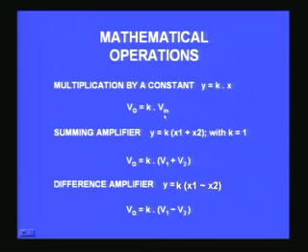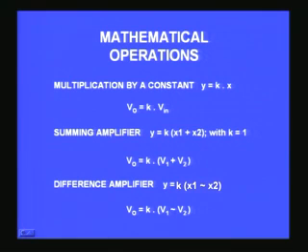Any ordinary voltage amplifier, the output voltage is some constant factor of the input voltage. So the multiplication constant is a very trivial example of the mathematical operation that amplifiers can perform, because almost all amplifiers perform this work. Output is some constant times the input. But apart from this multiplication by a constant, you can also get other circuits.